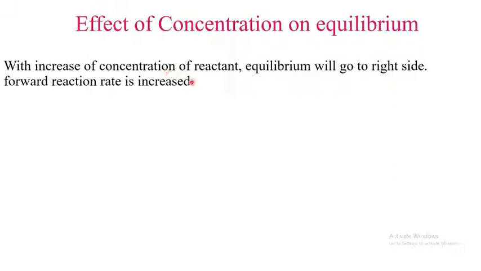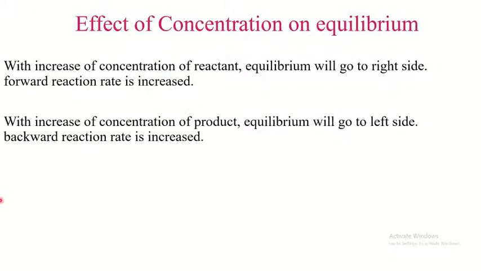With increase of concentration of reactant, equilibrium will go to the right side. That means forward reaction rate is increased. And with increase of concentration of product, equilibrium will go to the left side. That means backward reaction rate is increased.